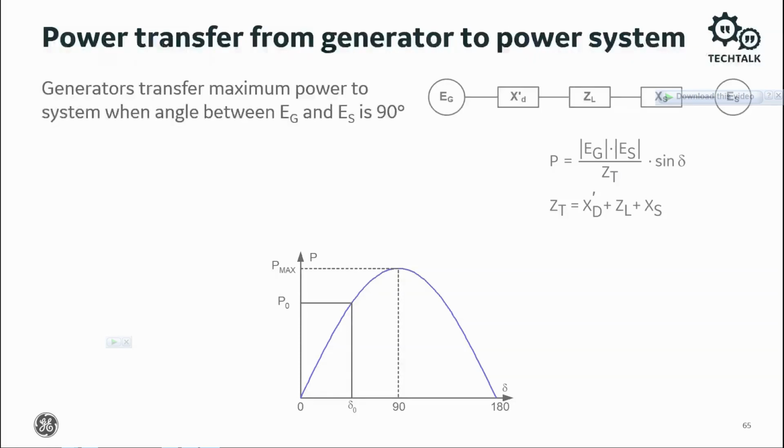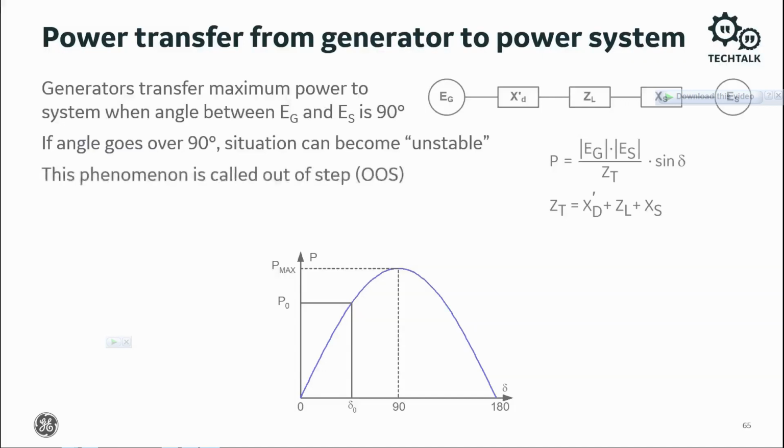Power is maximum when the angle between the generator voltage EG and the system voltage ES is 90 degrees. The sine of 90 degrees is 1. Delta is the angle of separation between the two sources EG and ES. If the angle goes over 90 degrees, the situation can become unstable. This phenomenon is called out of step, OOS. There is reserve, margin, when operating at less than 90 degrees, shown at delta 0.